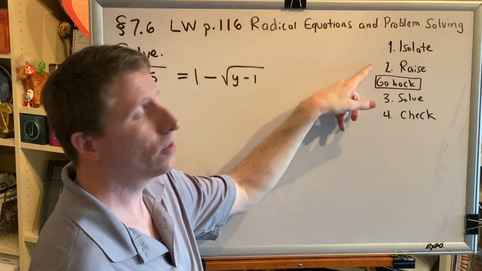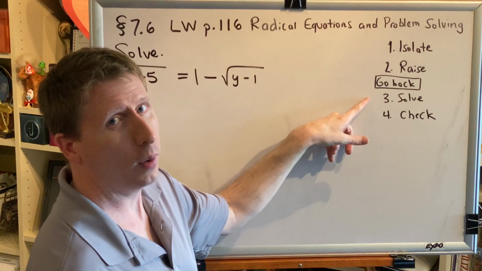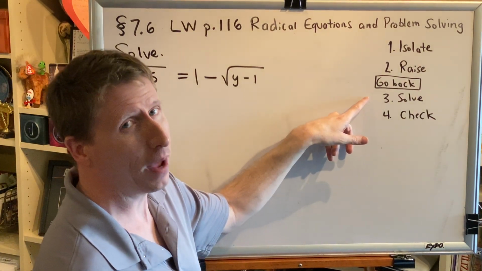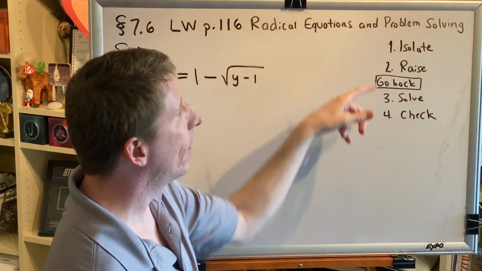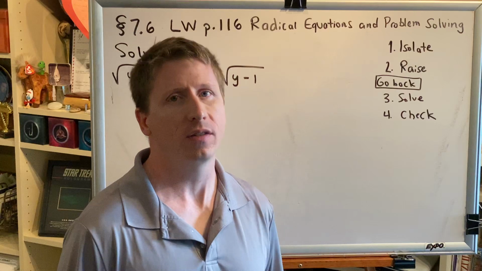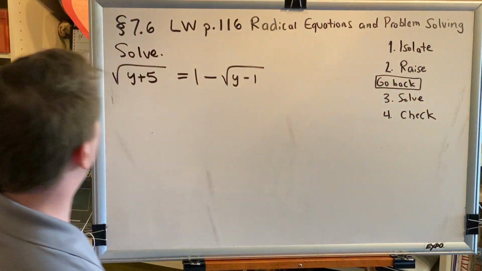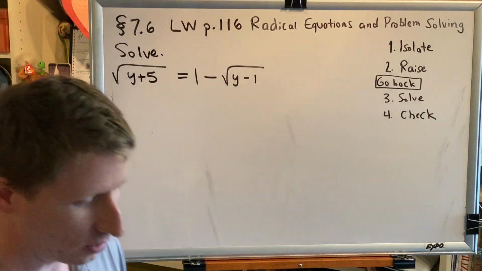Step 2, raise. Step 3, if there is no longer a radical in your equation, solve and then check. But if there is still a radical in your equation, you need to go back and repeat steps 1 and 2. In this problem, we're going to see that we will have to go back and repeat steps 1 and 2. Let's begin. All right, so we need to pick a radical to isolate.